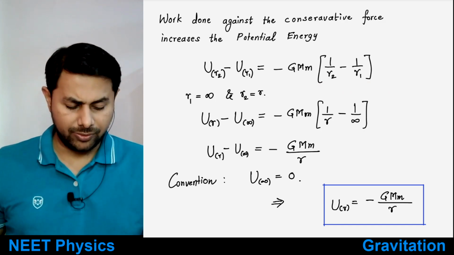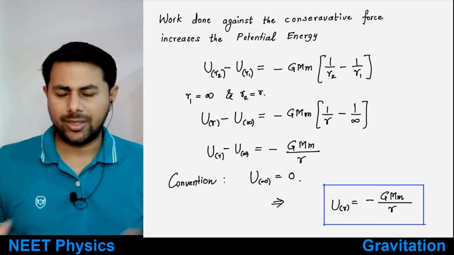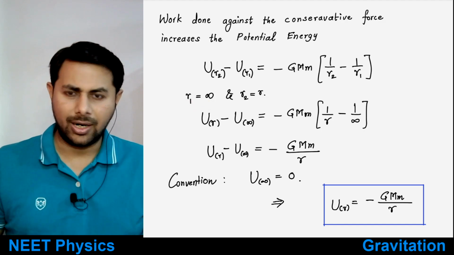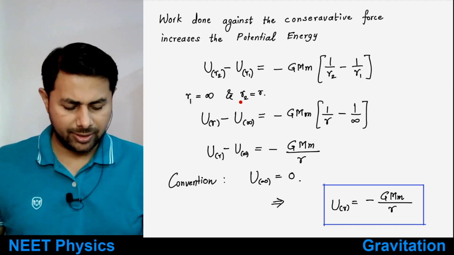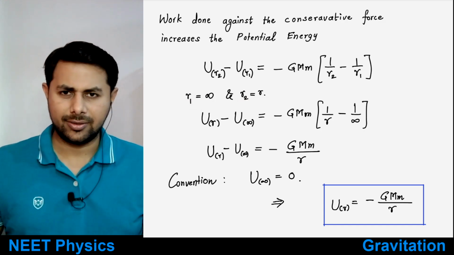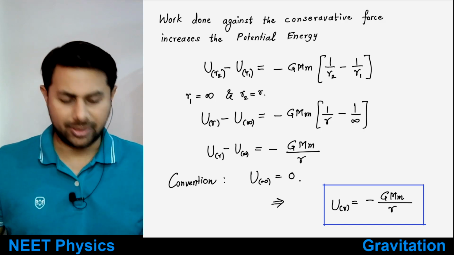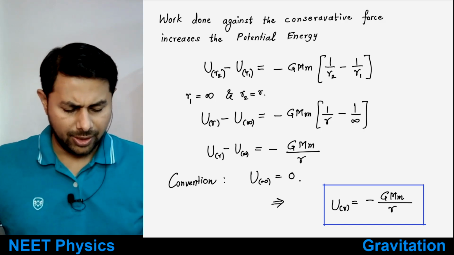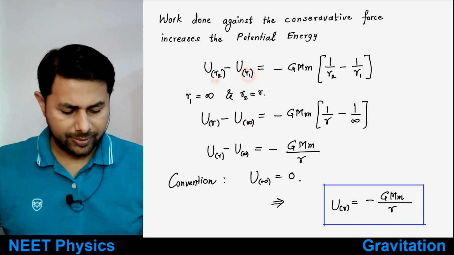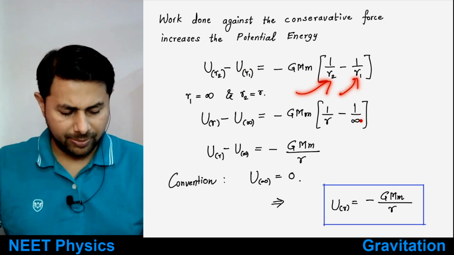Right. So now suppose you displace that object from infinity to R. The starting position is infinity and the final position is at distance R. The position can be anywhere, but it is at distance R away from the center of Earth. Then you substitute R1 equals infinity, and R2 is equal to R.